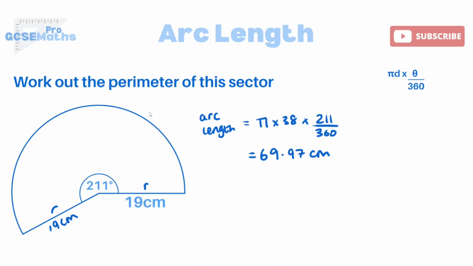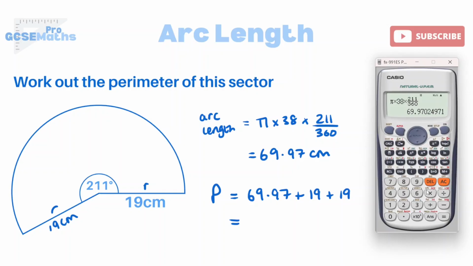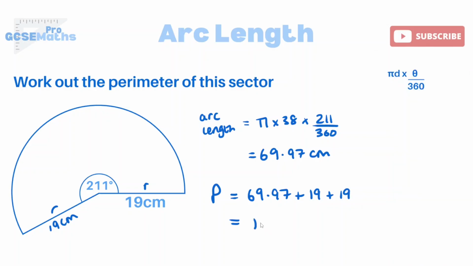That's just this curved bit. Now though, if I want the whole perimeter, I'm going to need to take that 69.97 and add 2 lots of 19 because there are 2 other sides. So I'm going to take my answer, put plus, and it'll copy that whole answer there. 19 plus another 19, which gives me 107.97, which if I round it to 1 decimal place is actually 108, isn't it? 108.0 to 1 decimal place.